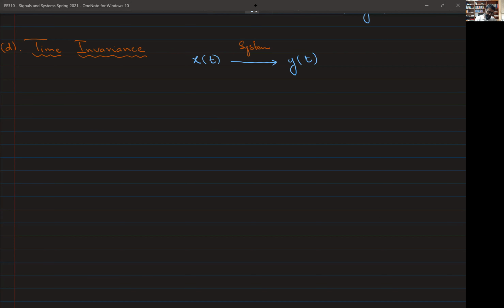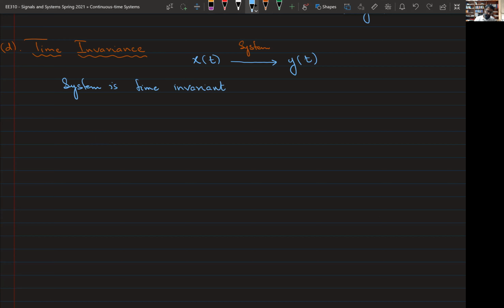I say the system is time invariant, is said to be time invariant if a time shift in input results in the same time shifting of the output.